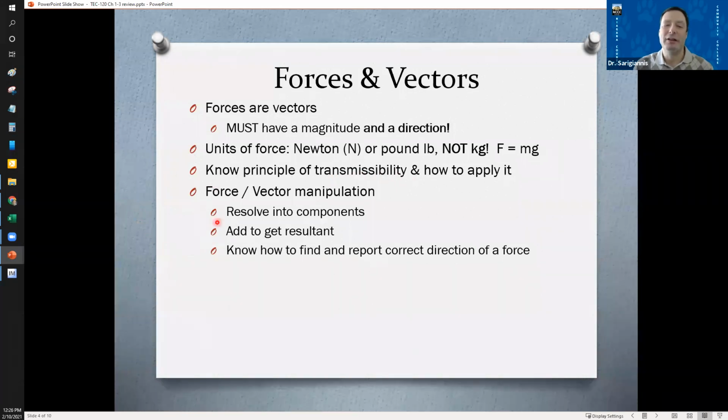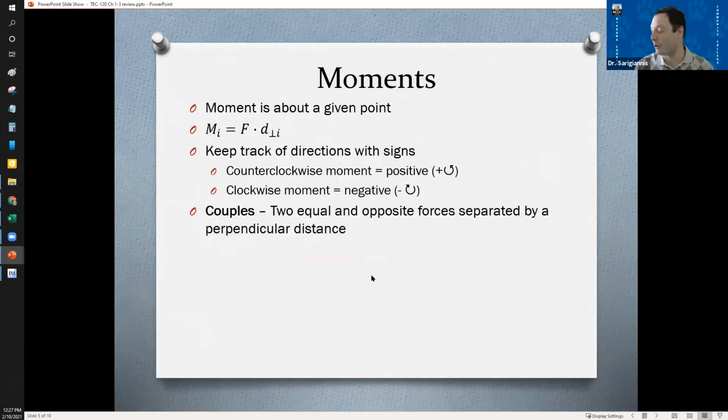Force and vector manipulation. Basically, knowing how to do all this stuff. Take a force and resolve it into components, X and Y usually. Adding components to get a resultant, right? Maybe you've got 2 forces that you've broken down into components, and now you're adding those components together, and now you've got an X and a Y, and now you can get a new, single resultant. And then how to find and report the correct direction of a force. So we're going to go through some of this stuff, and in particular, I'm going to go through some of the chapter 2 problems that I thought were particularly difficult.